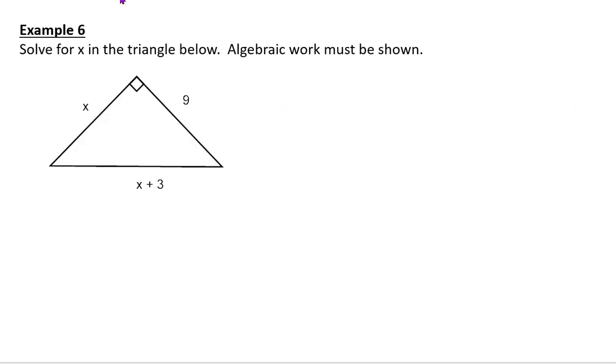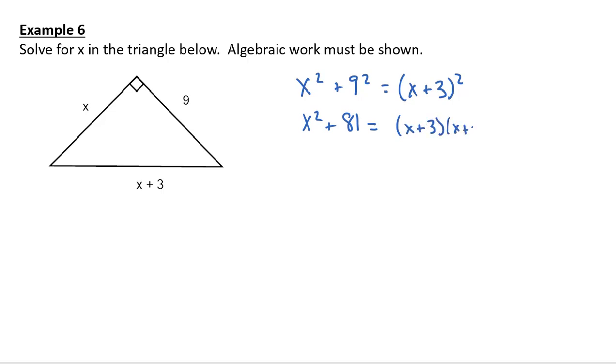Okay. Example 6. Solve for x in the triangle below. So, we know we have a right triangle because I have a right angle symbol there. One leg squared plus the other leg squared equals the hypotenuse squared. So x squared plus 9 squared, I'm going to change that 9 squared to an 81, is equal to x plus 3 times x plus 3.